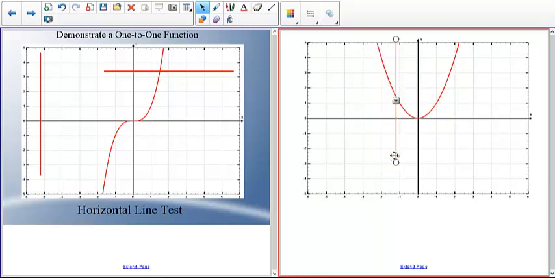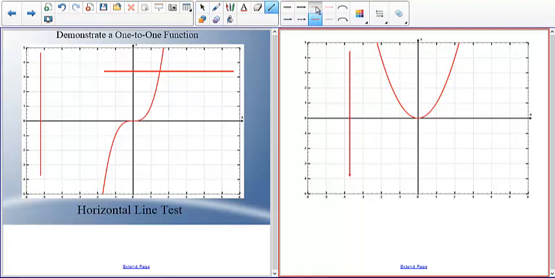It passes the vertical line test, no matter where I take it in the domain. You're only going to intersect at one place. But if I take a horizontal line, like this, you can see that for every value of y, there's two values of x. So we'd say this is one-to-one. This is not one-to-one. So we can have an inverse of this function, and actually for the entire domain. This one, we can't have an inverse for the entire domain.